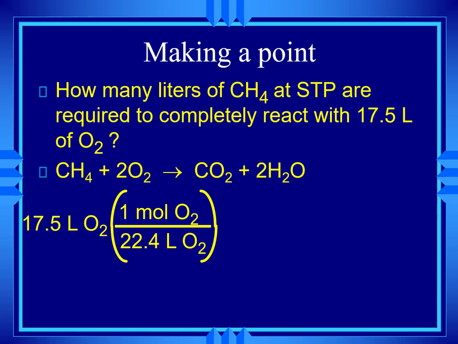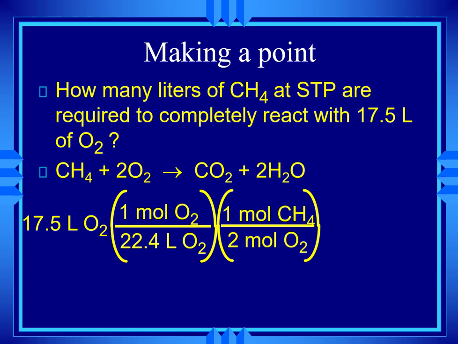Now I need to get rid of moles of O2, so moles of O2 is going to go on the bottom. The reason why I change into moles is so I can change chemicals. So I'm going to go from moles of O2 to moles of CH4, and there I get the numbers from the equation. There's a 1 in front of CH4. There's a 2 in front of O2.